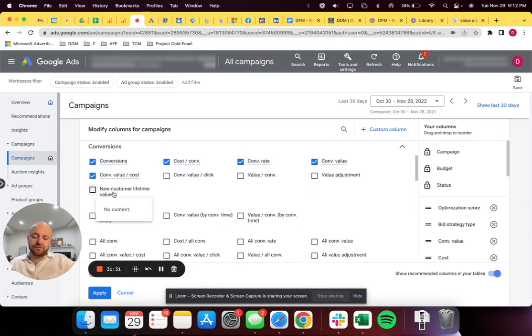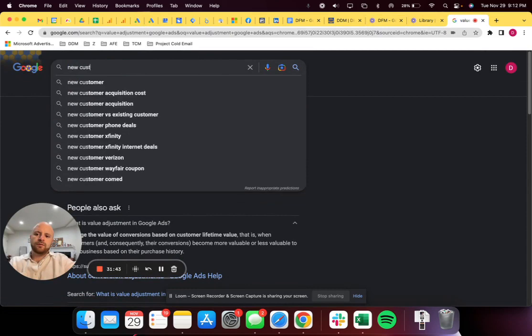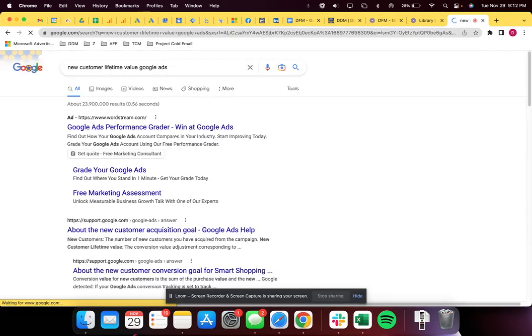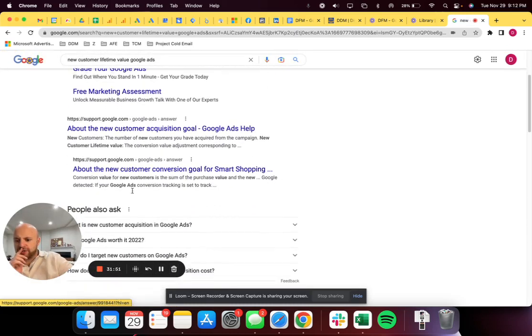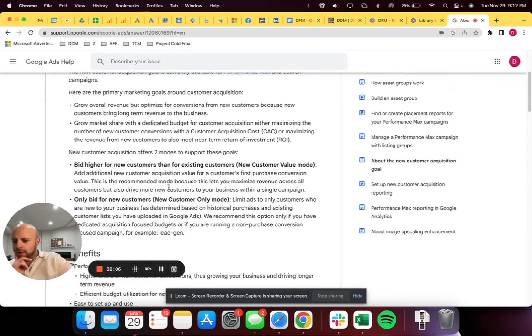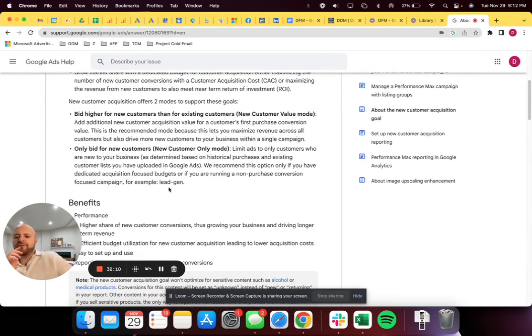New customer lifetime value. How is Google calculating a lifetime value? Like, how is that happening? Oh, it's a commonly searched thing about the new customer acquisition goal. Let's see here. Bid higher for new customers than existing. Only bid for new customers. Limit ads to only customers who are new to your business as determined based on historical purchasing and existing customer lists if you have uploaded.